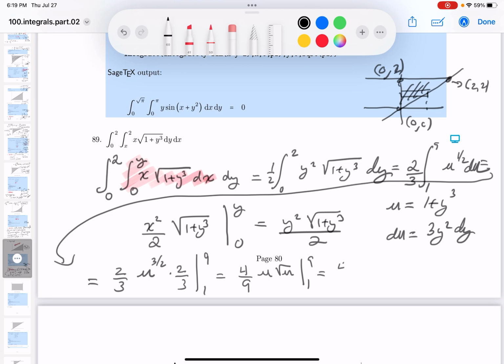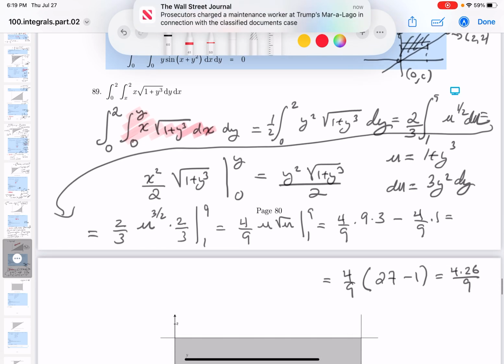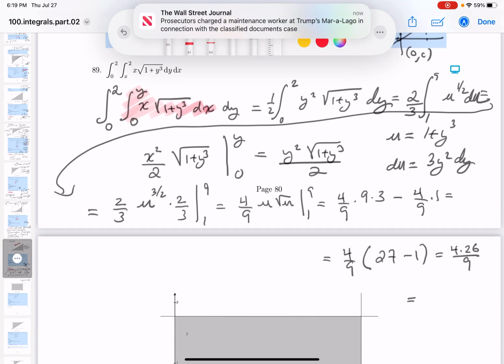Let's do the 9. It's 4/9 times 9, and the root of 9 is 3, minus 4/9. The root of 1 is 1, and 1 times root of 1 is 1. So I'm going to put a 1 over here. What do you get over there? Well, I'm going to pull the 4/9 out. And you get 27 minus 1, which is 26, and 4 times 26 over 9. Let's write that down. That's 80 and 24, 104 ninths.